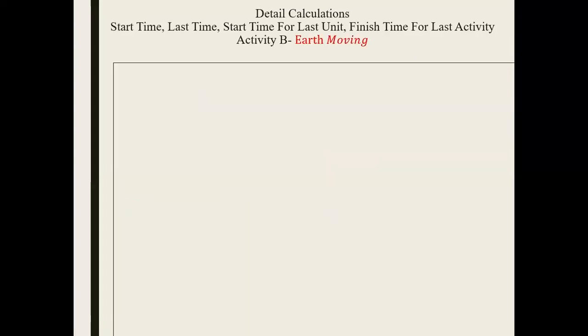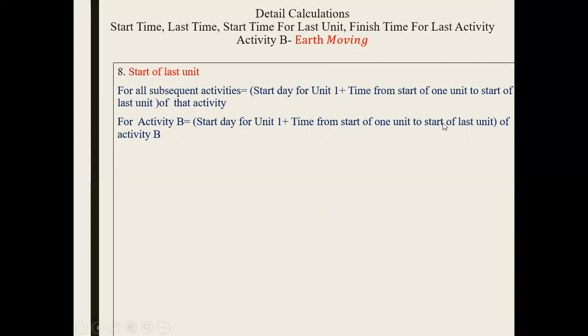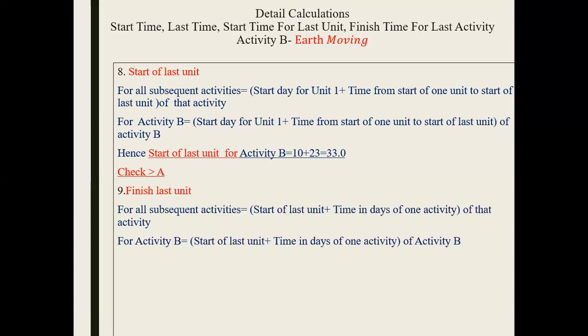We move on. The third time is the start of the last unit, which is the start of unit 1 plus the time from the start of unit 1 to the start of the last unit of activity B. The first start day of unit 1 was 10, and the time we have calculated for the formulation was 23. That's why the start of the last unit for activity B is 33. Again, if you check with the corresponding value, it's okay. Now the finish time of the last unit for activity B is the start of the last unit plus the time in days, so we add 33 and 5, which we calculated for one unit. That's why 38 is the last value.